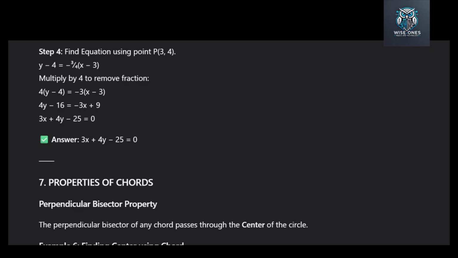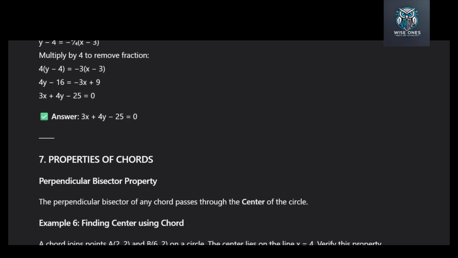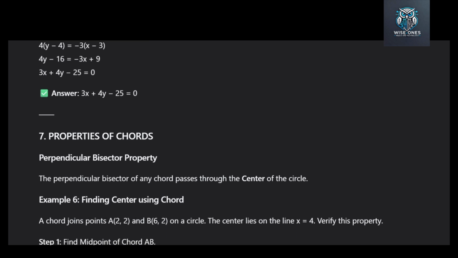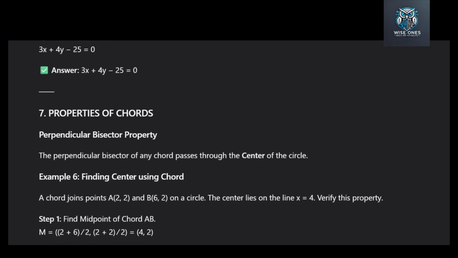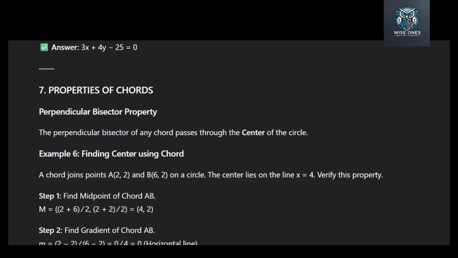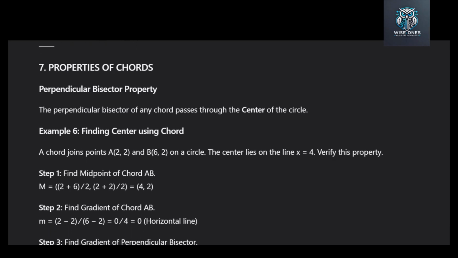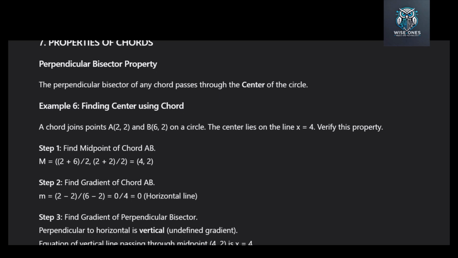This is a classic exam question. Remember the perpendicular rule. Now let's move to section 7, properties of chords. A chord is a line segment joining 2 points on the circle. There is a very useful property. The perpendicular bisector of any chord passes through the center of the circle. This means if you find the midpoint of a chord and draw a line perpendicular to it, that line will go through the center.